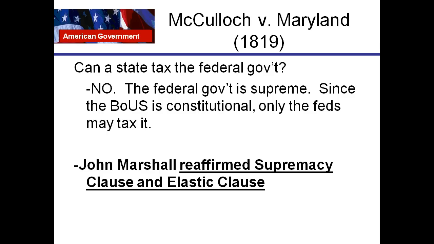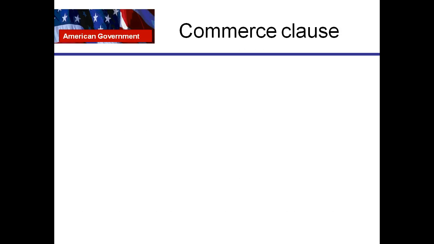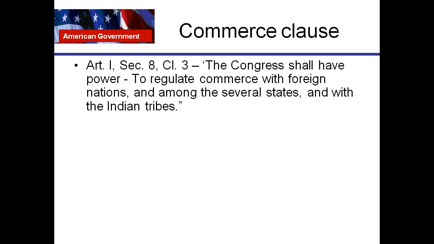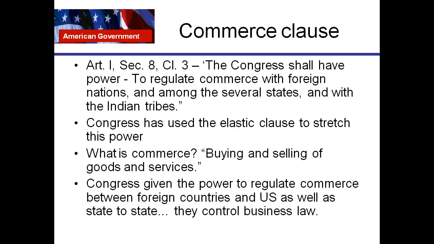Now, another clause that is often used to expand federal power is what's called the Commerce Clause, okay? And both the Commerce Clause and the Necessary and Proper Clause made the national federal government get stronger. So let's take a look at the Commerce Clause. So this comes from Article 1, Section 8, Clause 3. The Congress shall have the power to regulate commerce with foreign nations and among the several states and with the Indian tribes. So here, Congress has used the Elastic Clause to stretch this power. So what is commerce? Buying and selling of goods and services. So Congress is given the power to regulate commerce between foreign countries and the United States as well as state to state. Basically, they control business law.